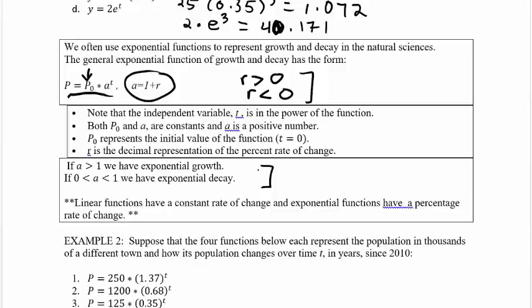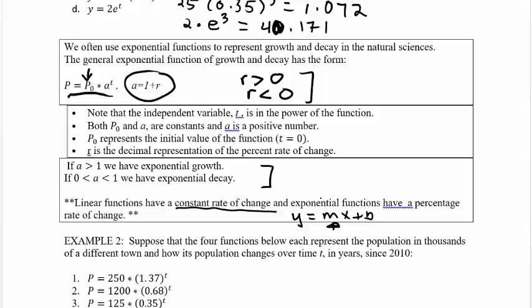So again, I really want to compare this to linear functions. Linear functions have a constant rate of change. So when we talk about y equals mx plus b, that m is our constant rate of change. So it's always changing by 4 units or 10 units, whereas exponential functions are changing by a percentage and not a nominal amount. So that's one of the major differences between linear and exponential functions.